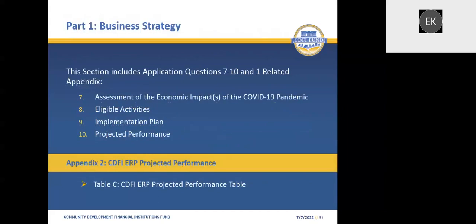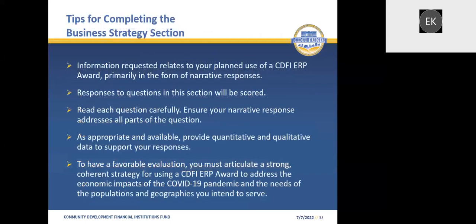Part 1, Business Strategy. This section includes application questions 7 through 10 and one related appendix. Question 7 is assessment of the economic impacts of the COVID-19 pandemic. Question 8 is eligible activities. Question 9 is implementation plan. Question 10 is projected performance. Appendix 2 is CDFI ERP projected performance, where you will find Table C, CDFI ERP projected performance table.